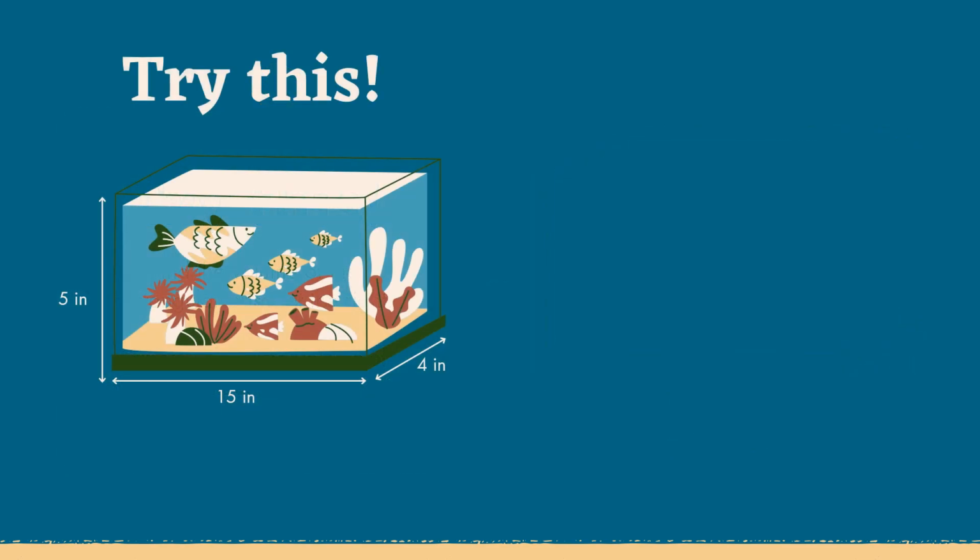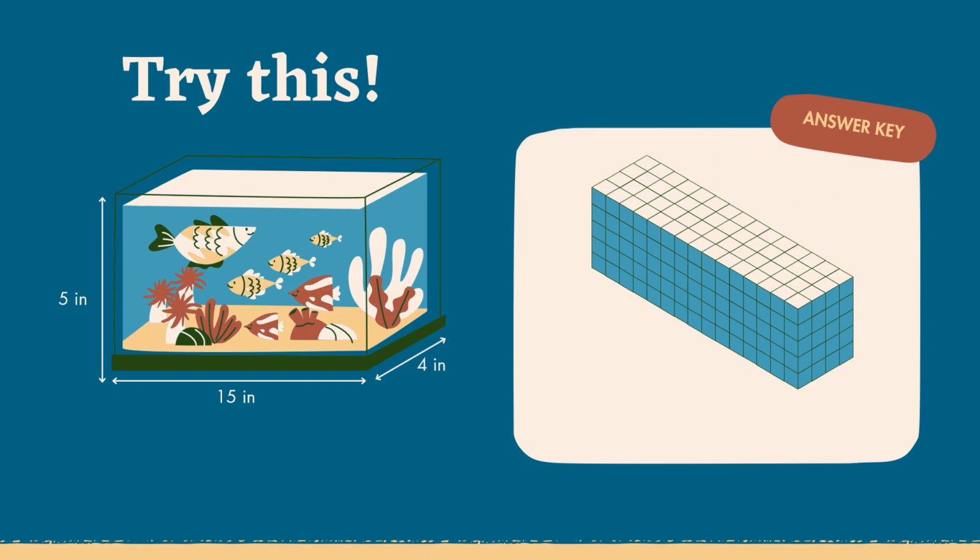Alright, to answer this problem, we have two methods. The first one is we're going to use the illustration. In the illustration, we're going to count the number of smaller cubes. So, there are 300 unit cubes in this illustration. And the other one is we're going to use the formula for finding the volume of a rectangular prism, which is length times width times height.